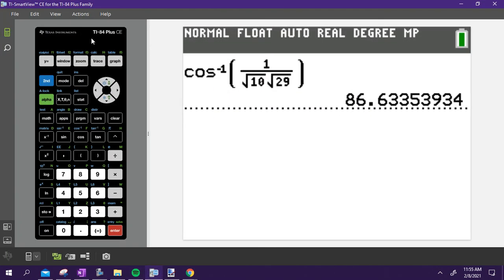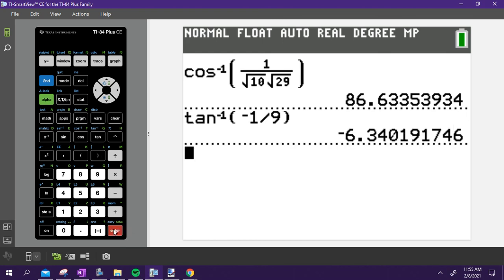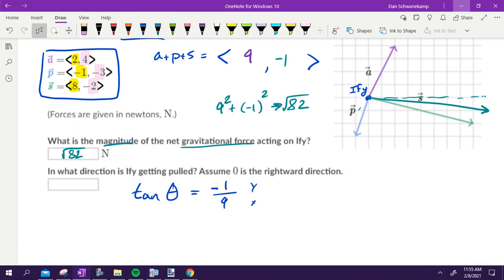Okay, so in my calculator, make sure I'm in degrees. I'm going second tangent, and then negative 1 over 9. I type it in. I hit enter. I get negative 6.340 degrees.